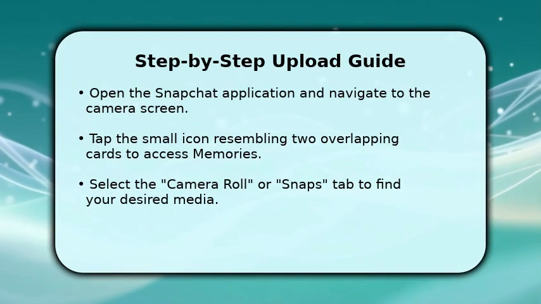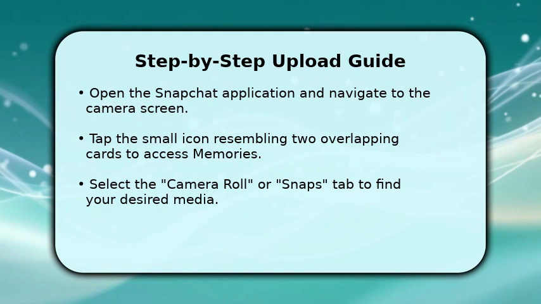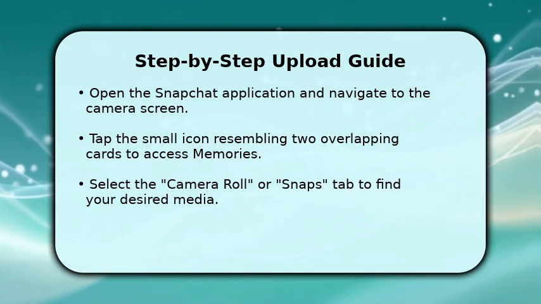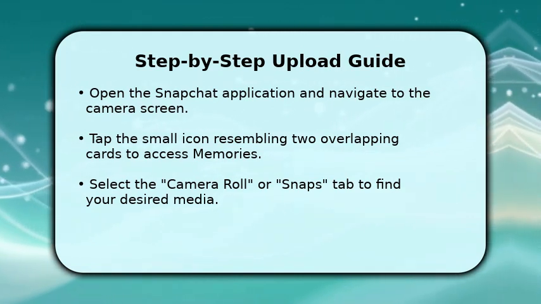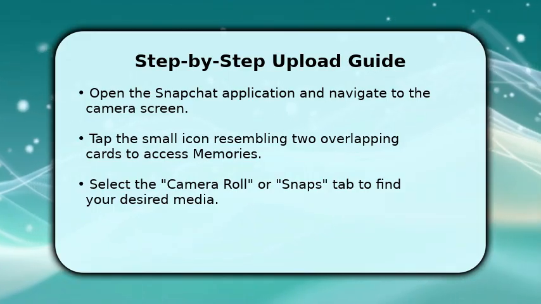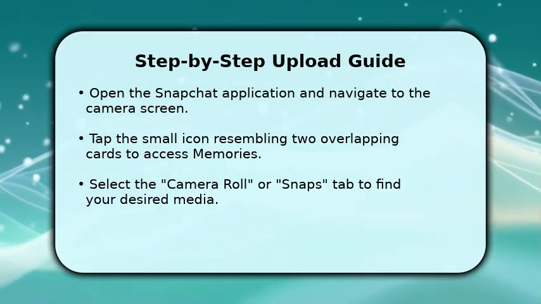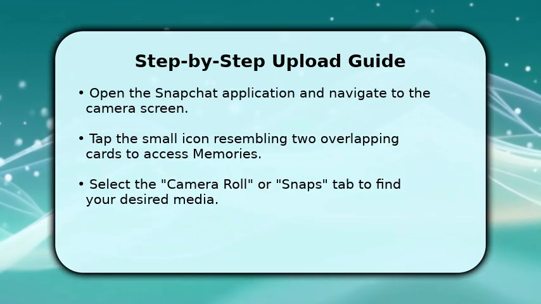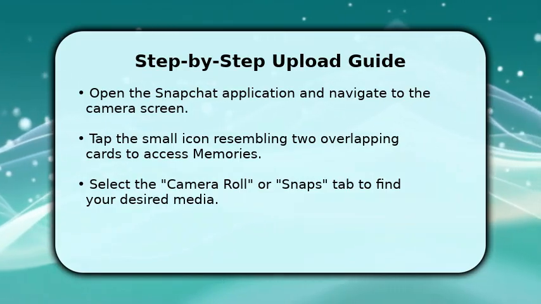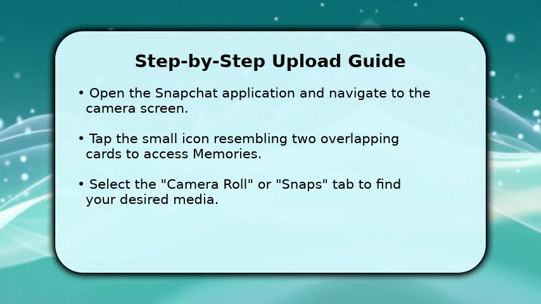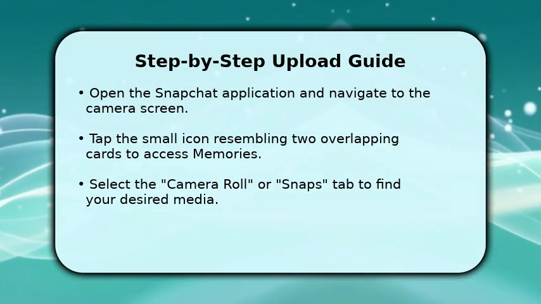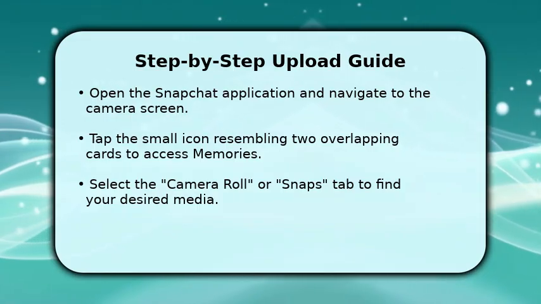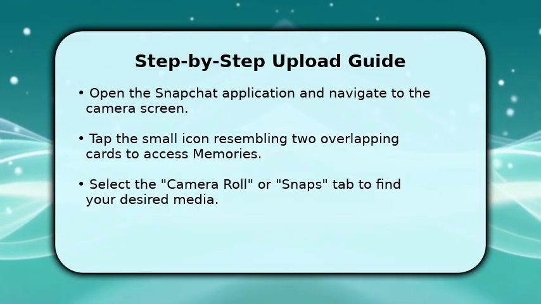To begin, open your Snapchat app and ensure you are on the main camera screen. Look for the small icon that looks like two overlapping cards, usually located near the bottom left. Tapping this will take you to your memories. From there, select the Camera Roll tab to browse your device's photos and videos. Simply choose the media you want to upload, whether it's one item or several.